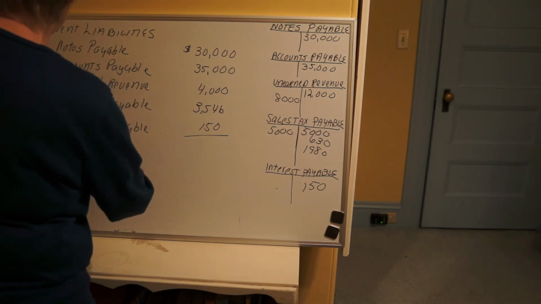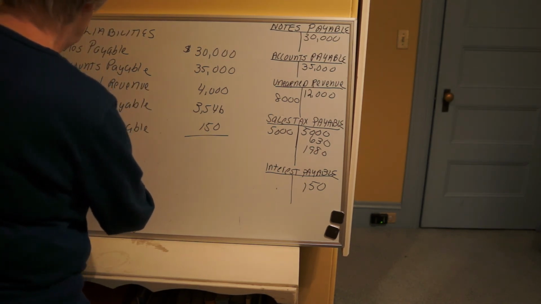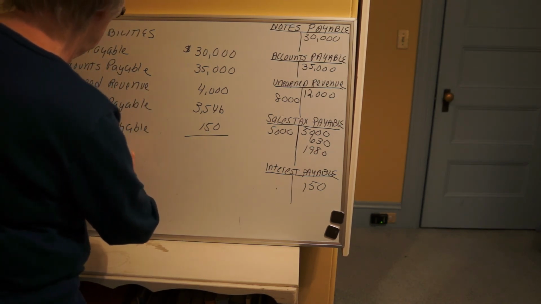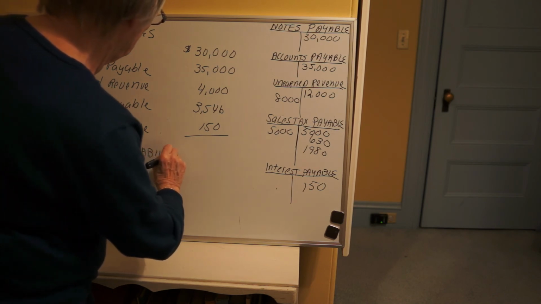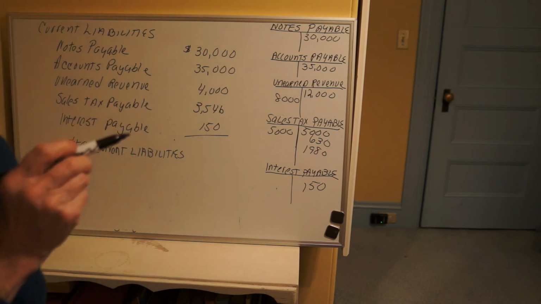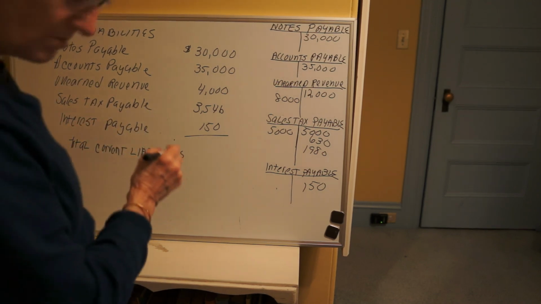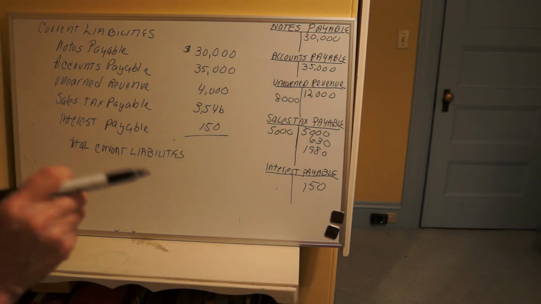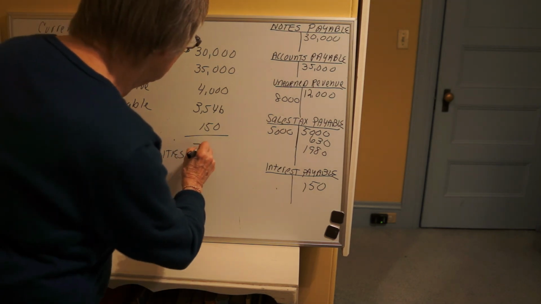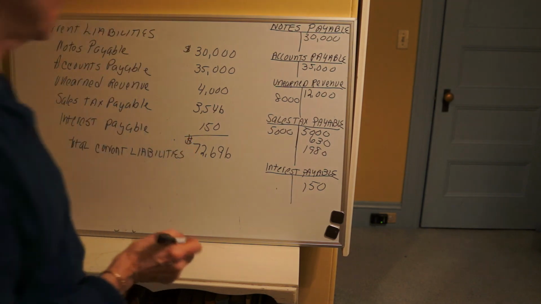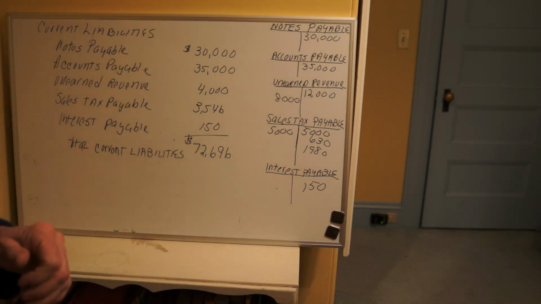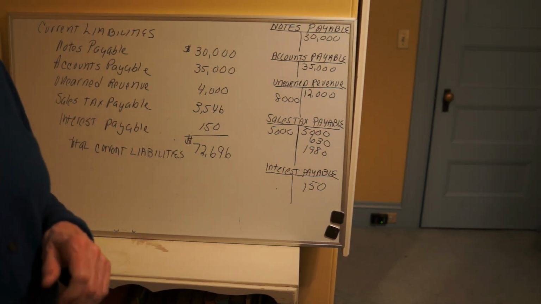Then we would want to have our total current liabilities. Hopefully we would add these up and get 72,696. That should be our total current liabilities. Okay, so that's problem 10.1b.